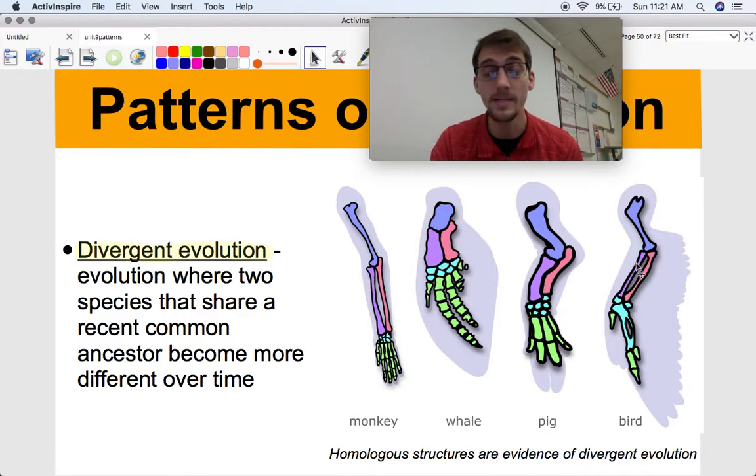Okay, so going back to these homologous structures, right? All of these organisms share a relatively recent common ancestor, right? Because they all have those same bones, but they became more different over time and they diverged. So that's called divergent evolution.